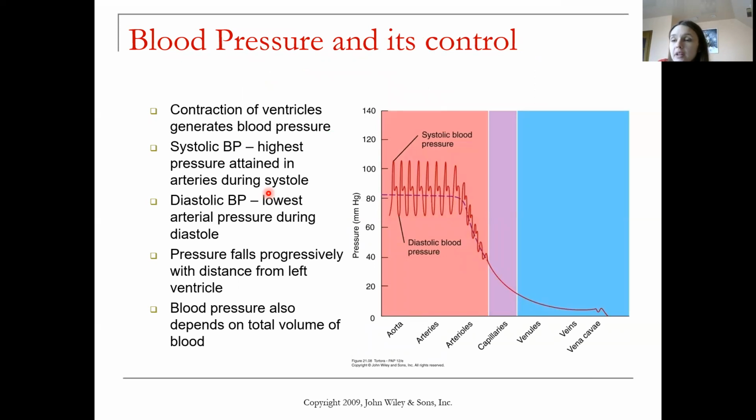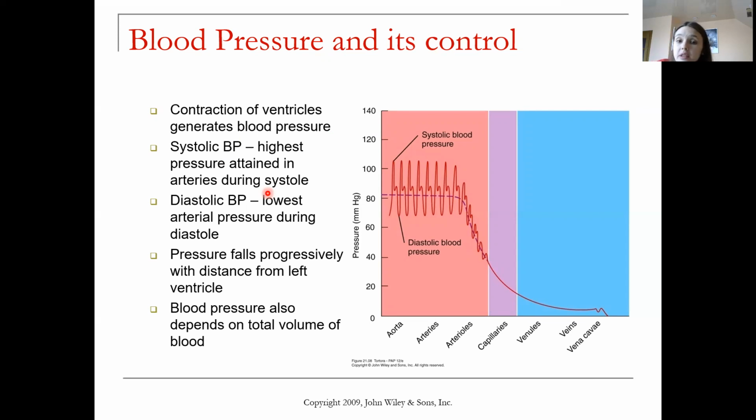So now let us, to some extent, return back to the blood pressure and its control. Mainly contraction of the ventricles will play the main role in generation of the blood pressure, the systolic blood pressure, and the diastolic blood pressure. Systolic blood pressure is the highest pressure which happens in the arteries during the systole, and diastolic blood pressure is the lowest arterial pressure during the diastole of the heart.